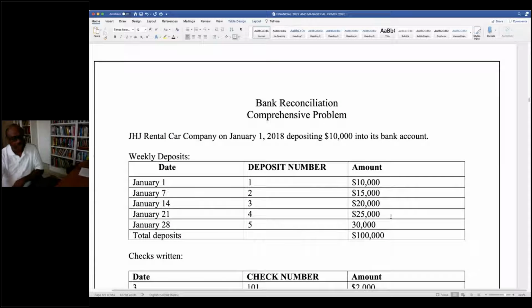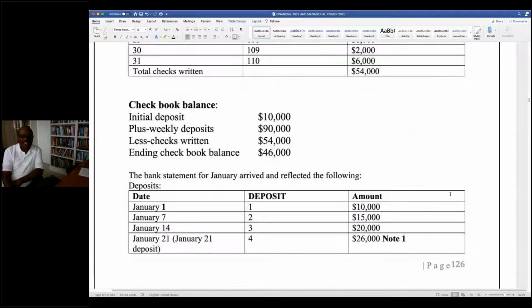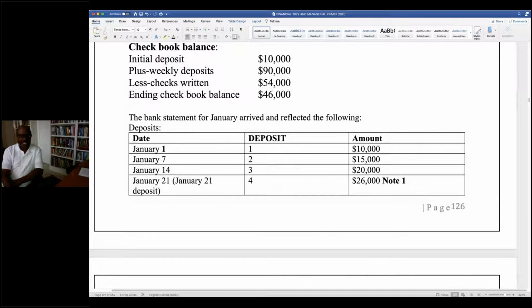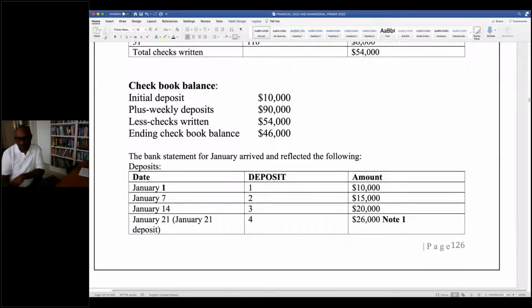You're going to do a bank reconciliation comprehensive problem. That's on 126. The attendance quiz next time will be just for the non-A students. So the A students, you got your problem. Attendance quiz will be at the end of the class.